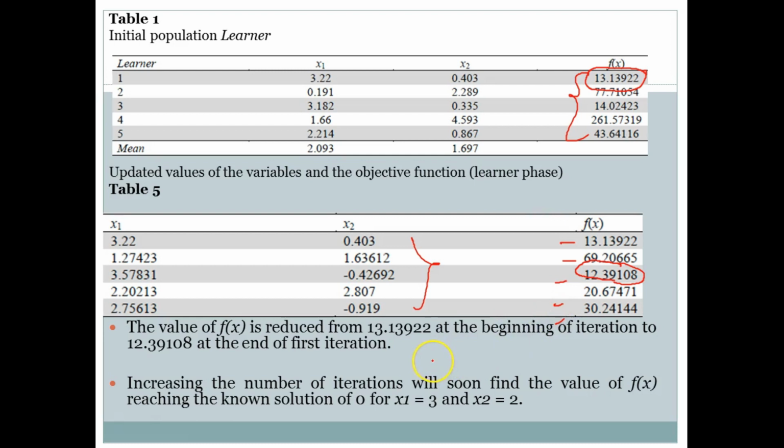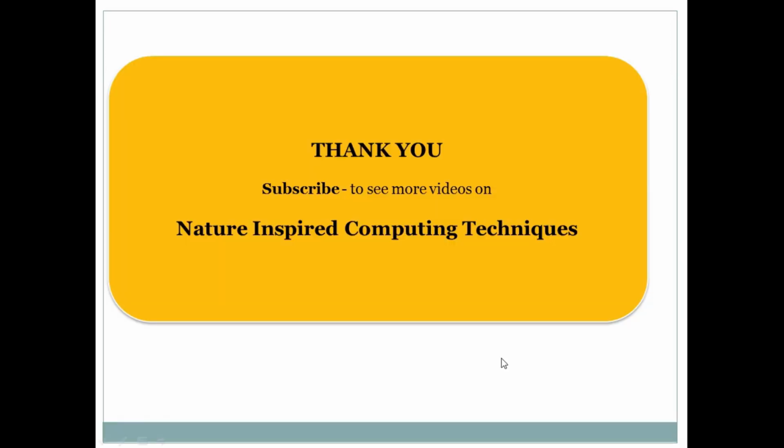If we go on with more iterations, we can soon reach the best value, that is 0, and that we can get for x1 equals 3 and x2 equals 2. So I hope you have understood how the TLBO concept is applied to any problem. This method is very effective if you're dealing with multi-criteria optimization problems. So I'll take some more examples where TLBO is applicable and gives better and improved results. Thank you very much.